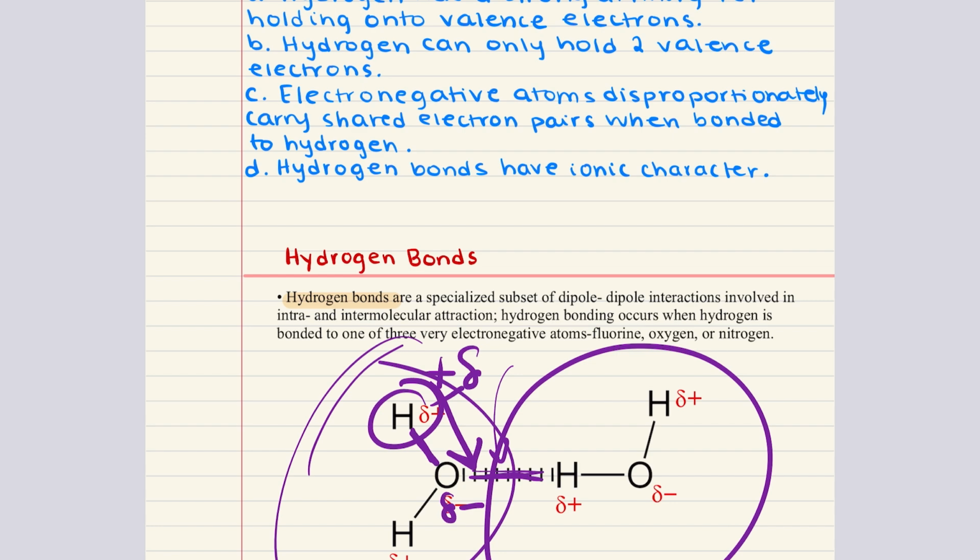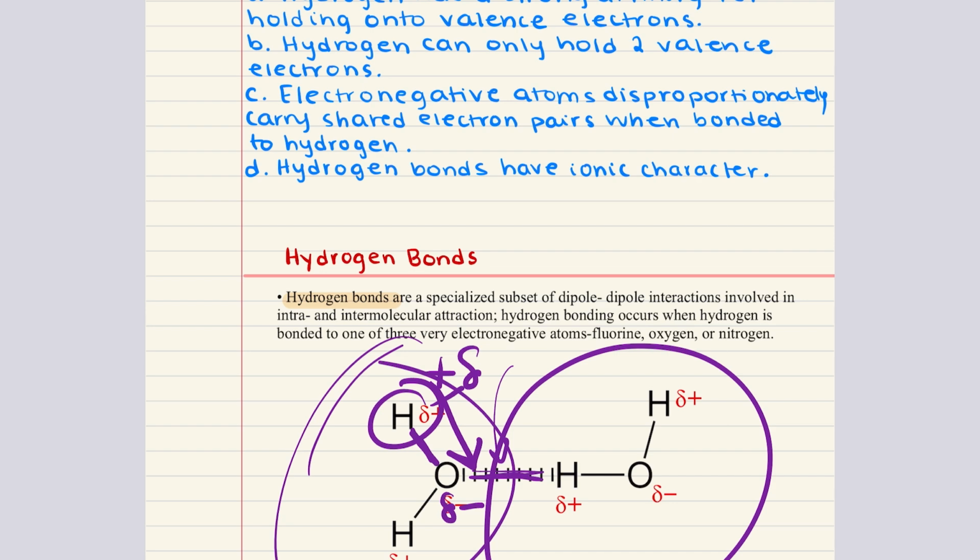Now, C is fantastic, but let's read D anyways. D says hydrogen bonds have ionic character. Okay, that is just outright false. That is not a true statement, right? Hydrogen bonds, they do not have ionic character.